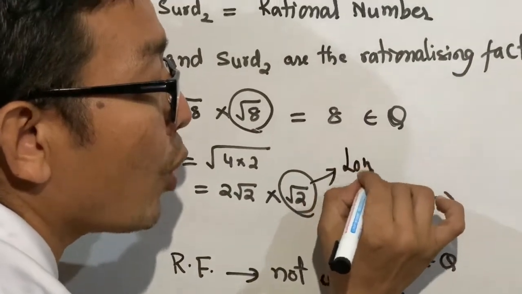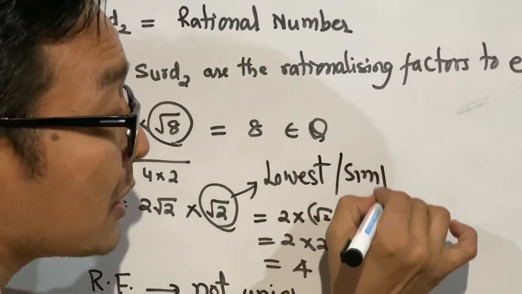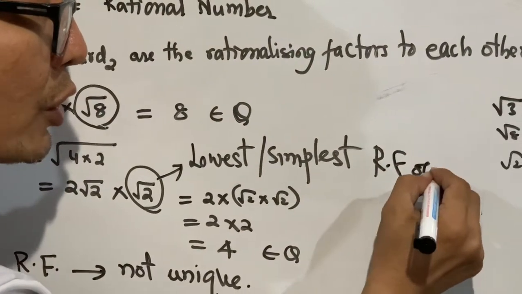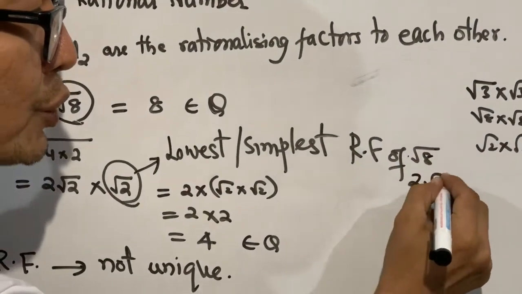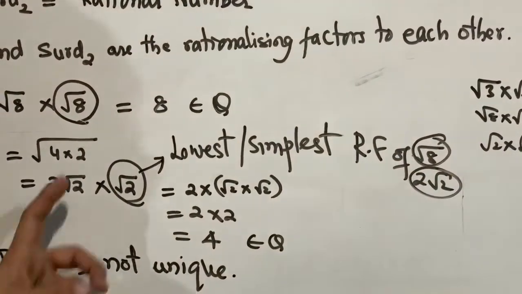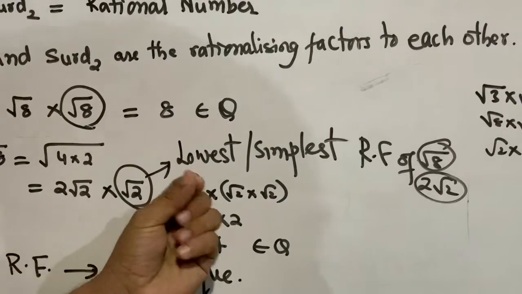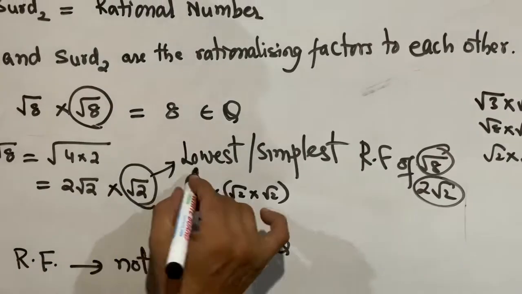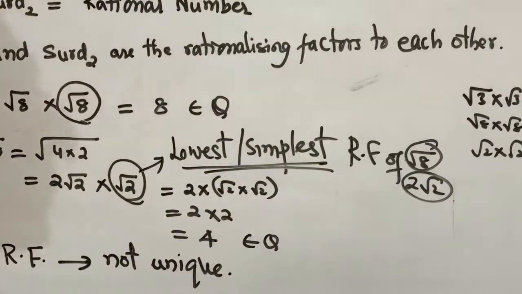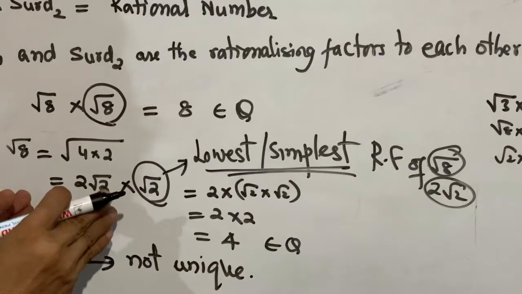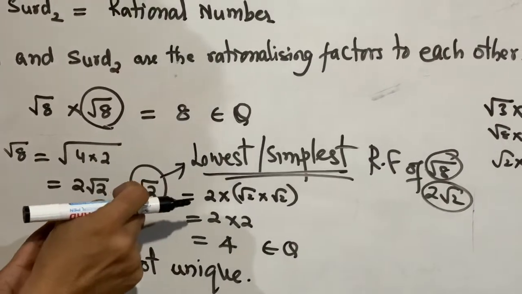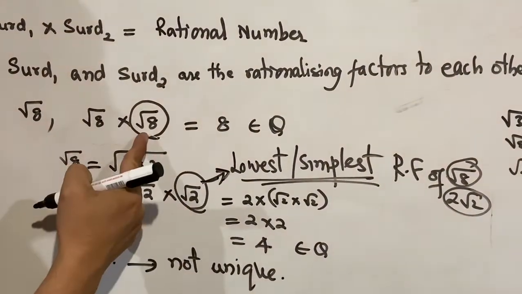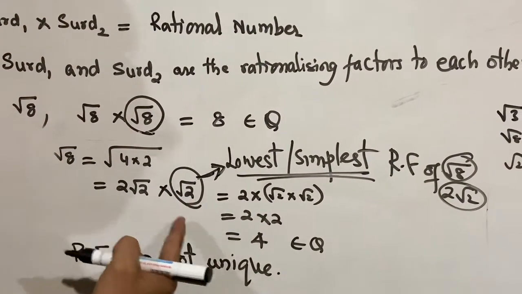This is the lowest or the simplest rationalizing factor. So for root 8 the simplest is 2 root 2, and for root 8 the lowest is root 2. It's not simplified in every case. For example, an irrational number can have a rationalizing factor, but we want the simplest one.